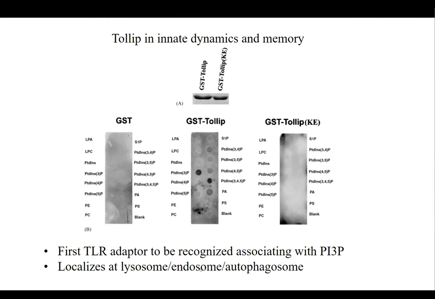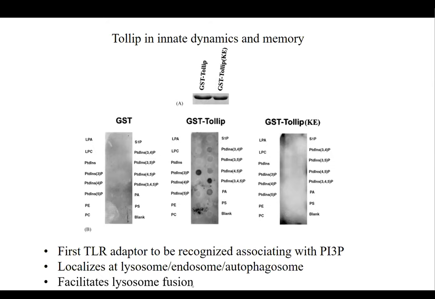Later on, we found that TOLLIP is incredibly important for facilitating the last step of lysosome fusion. Almost at the same time, another group in Europe found that TOLLIP is involved in autophagy. But we have evidence showing that TOLLIP is only involved in the final step of the fusion process, the fusion of lysosome with autophagosome or peroxisome. Without TOLLIP, the fusion process will be compromised.